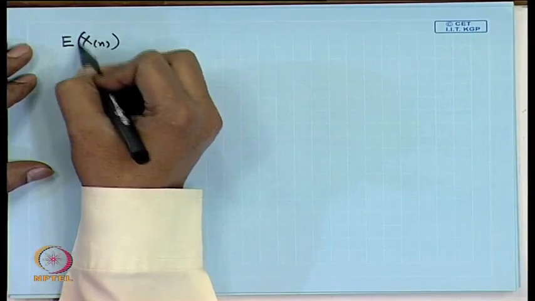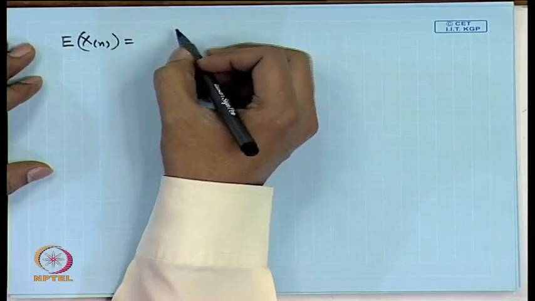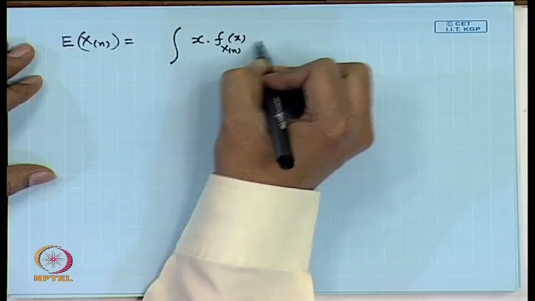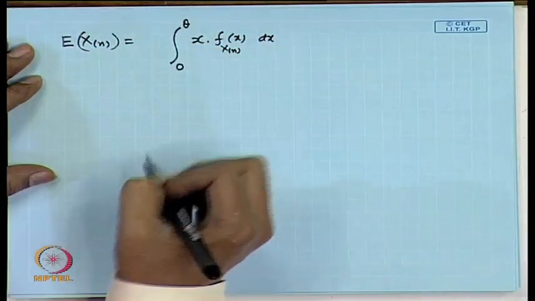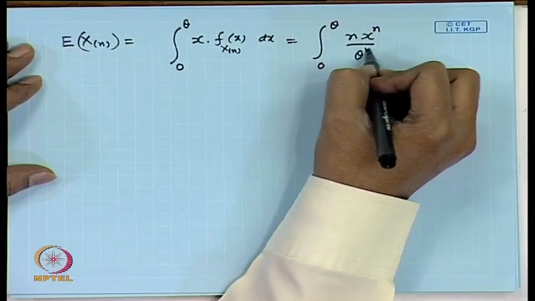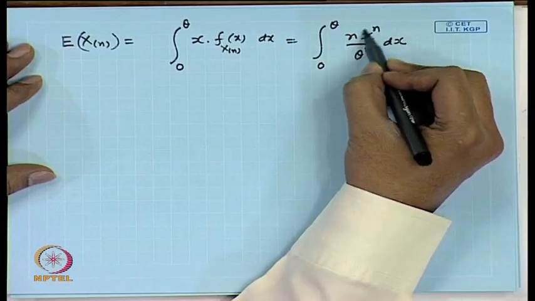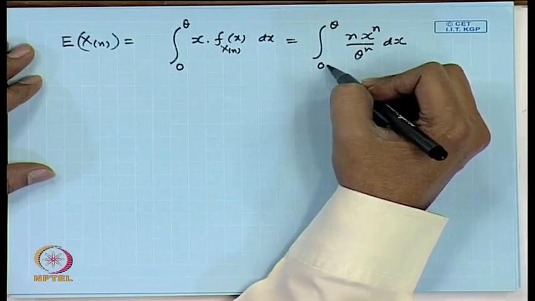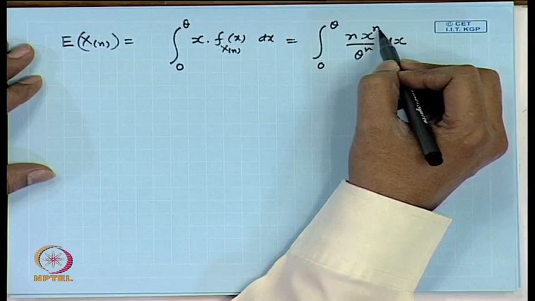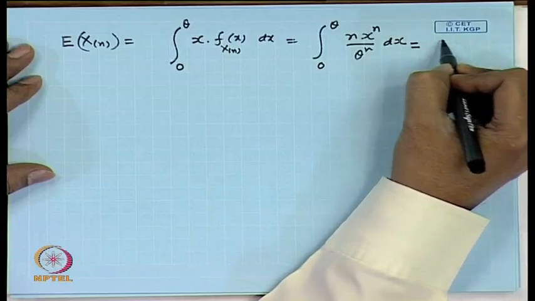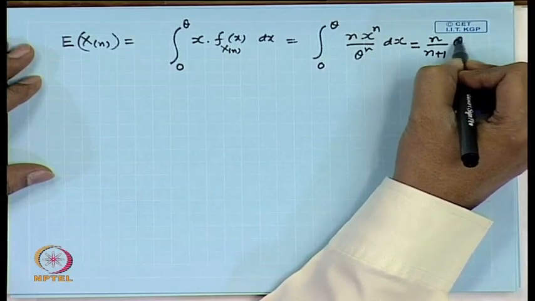Let us consider, say, the expectation of X_(n). So, the expectation of X_(n) is equal to the integral of x times the density function of X_(n) from 0 to theta, that is equal to the integral from 0 to theta of n x to the power n by theta to the power n dx. As we can see easily, the integral of x to the power n will be x to the power n plus 1 by n plus 1, and if we substitute the limits from 0 to theta, I will get theta to the power n plus 1, and in the denominator I have theta to the power n. So, that will cancel, and therefore, this value will be equal to n by n plus 1 theta.